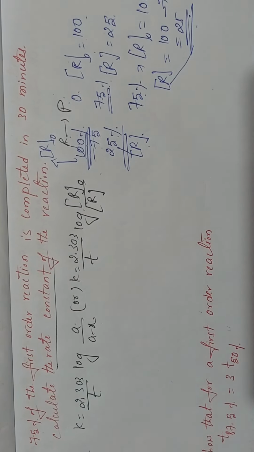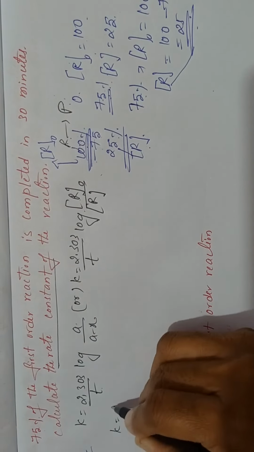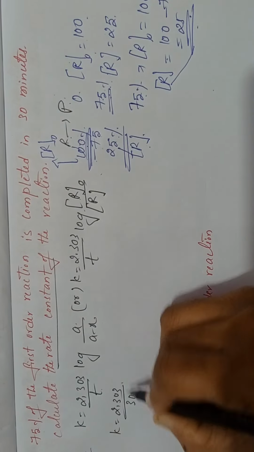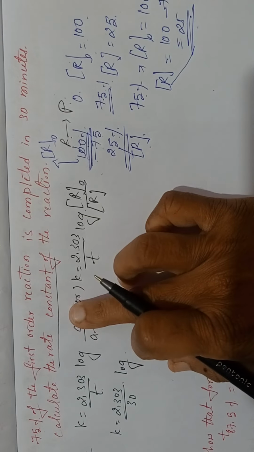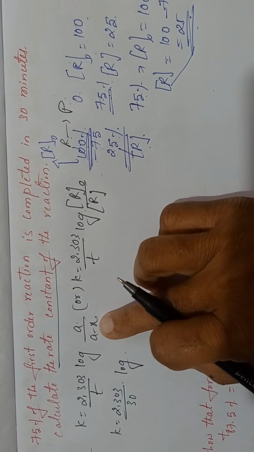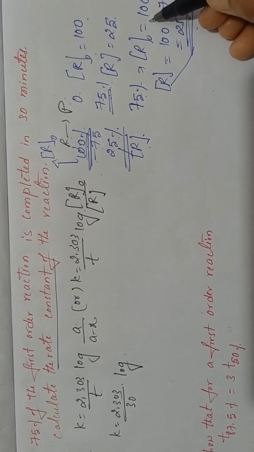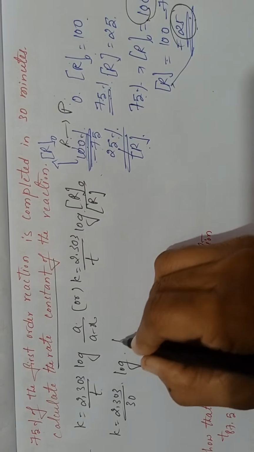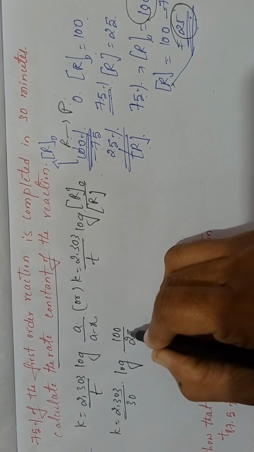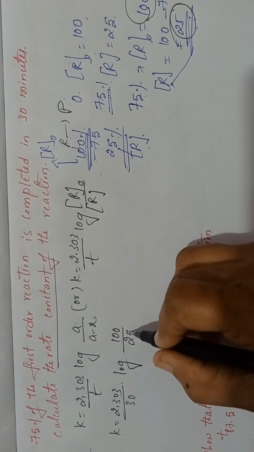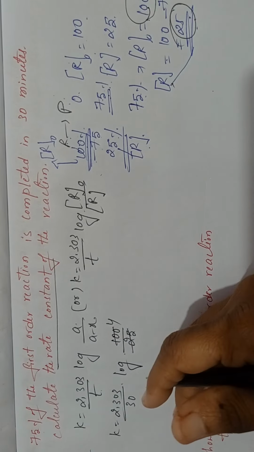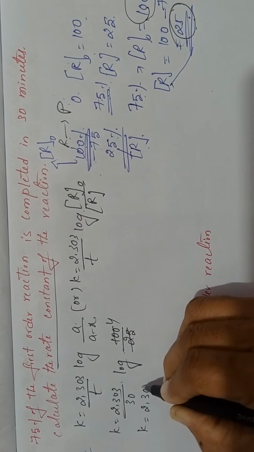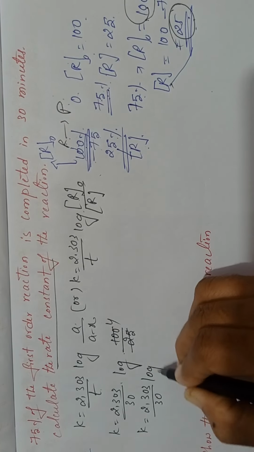Okay, now see, students, here K is equal to 2.303 by T value. Time, how much is given? 30 minutes given, into logarithm of initial concentration by final concentration. Initial concentration is how much? 100, and final concentration is how much? 25. So 100 by 25. Clear this one? 100 by 25. 25 in 100, how many times, students? 4 times, it will get cancelled. So K is equal to 2.303 by 30 into logarithm of 4.